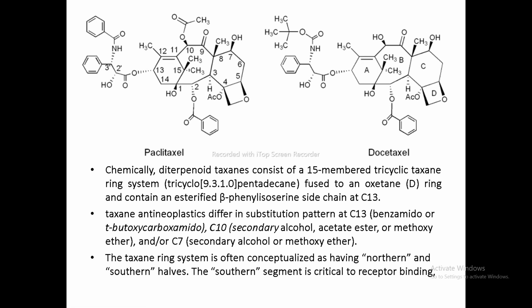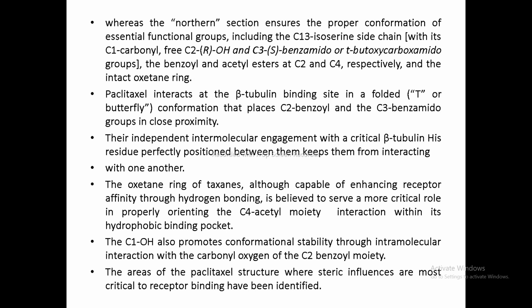The taxane ring system is often conceptualized as having northern and southern halves, right? Hypothetically, it is considered to have two halves: one is the northern half, and the other is the southern half. The southern segment is critical to receptor binding. The southern segment of paclitaxel and docetaxel does not particularly bind to the receptor, whereas the northern section ensures the proper conformation of essential functional groups.